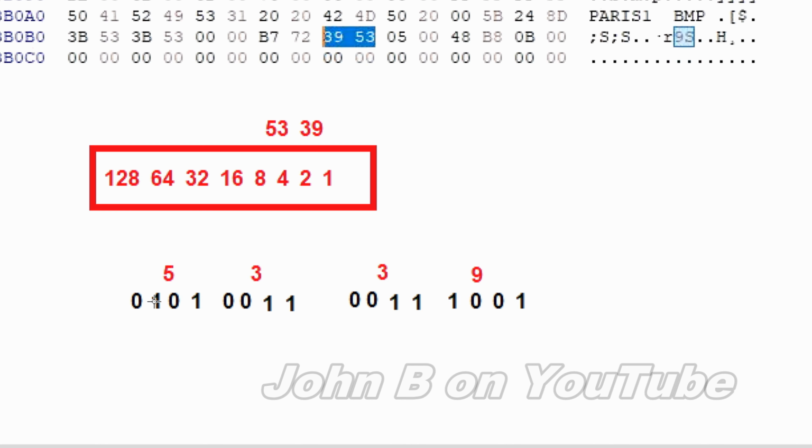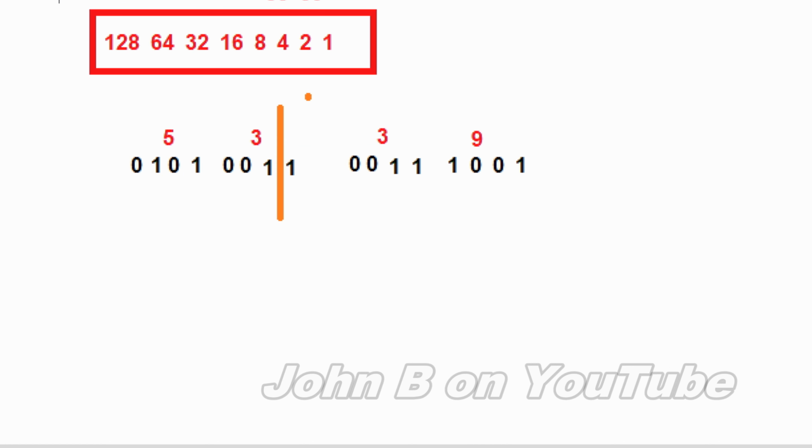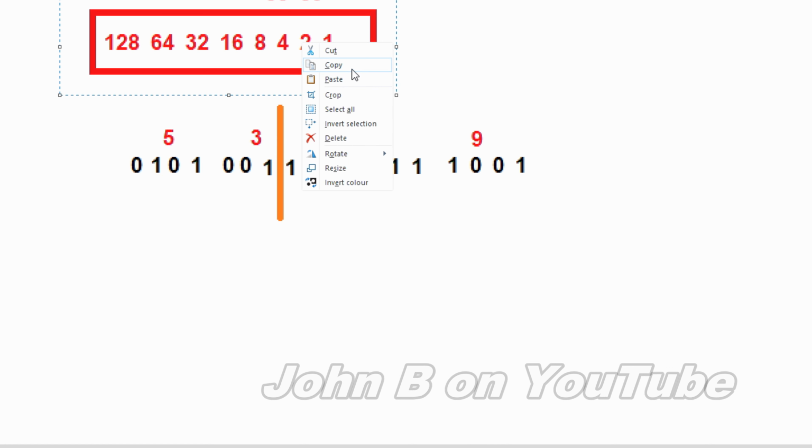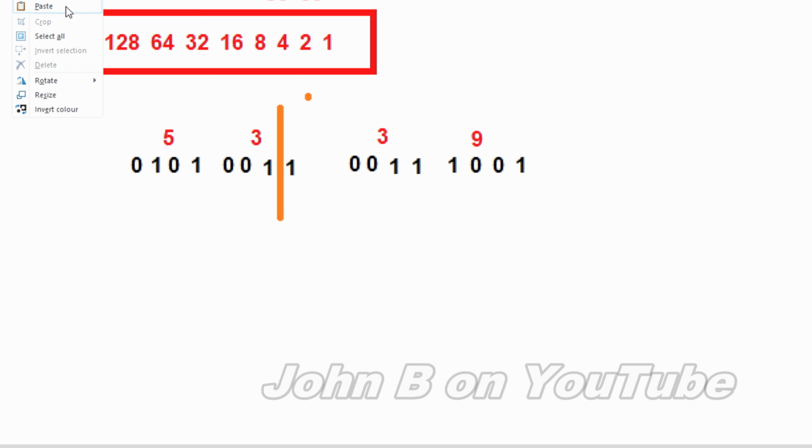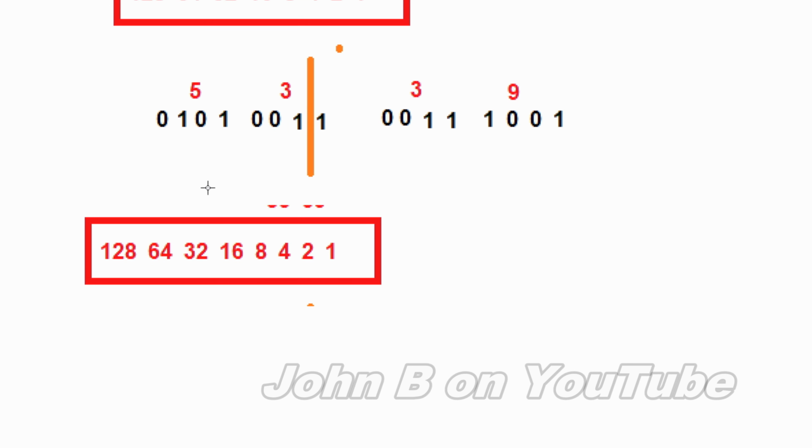So 1, 2, 3, 4, 5, 6, 7. Right, so that should be the year. So year, year, year, year, year, year, year. So now if we cut this, copy, paste. So our year is everything to the left of this orange line.